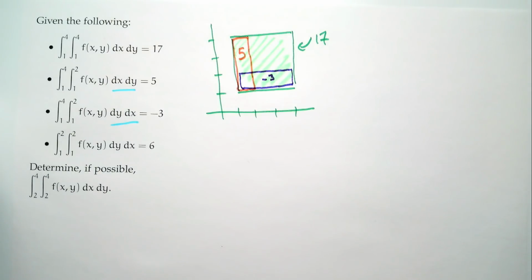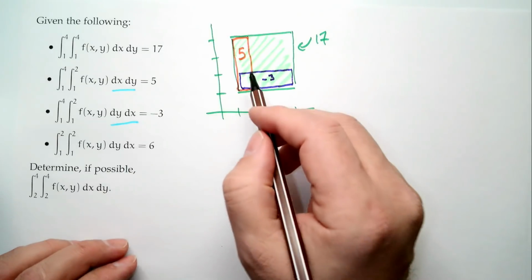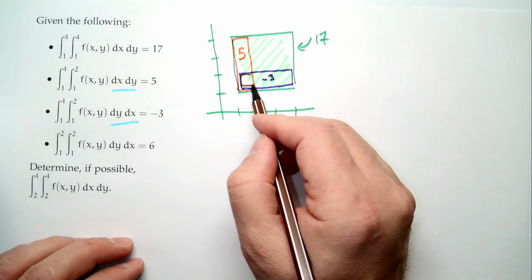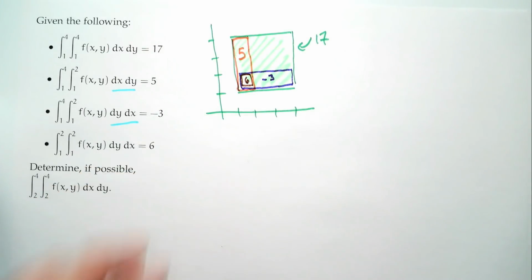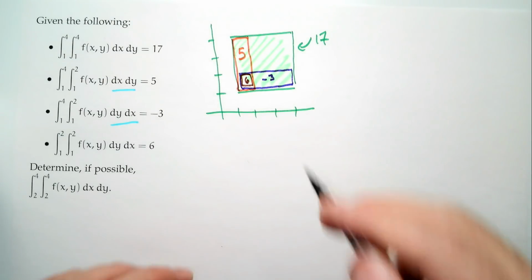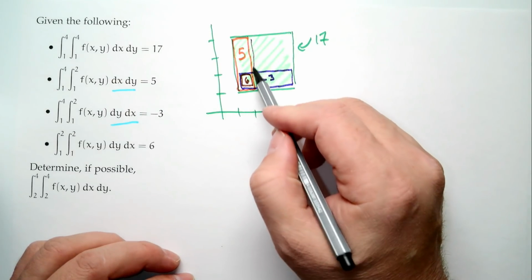And now, our last part, 1 to 2, 1 to 2. Well, that's that little square here in the corner, right there. And that's worth 6. So what I'm putting down is I'm saying, okay, what's the integral over these regions? And I'm just sort of drawing the region so I can understand how things start to interact with each other. The last thing to understand is, what are we after? Well, what we're after is 2 to 4, 2 to 4, which happens to be this box.